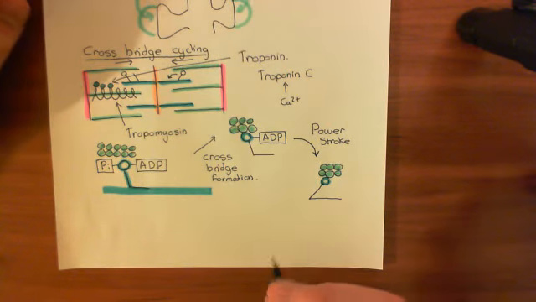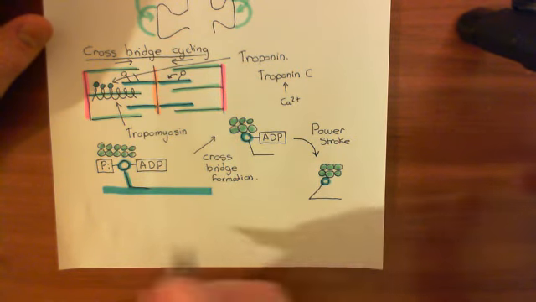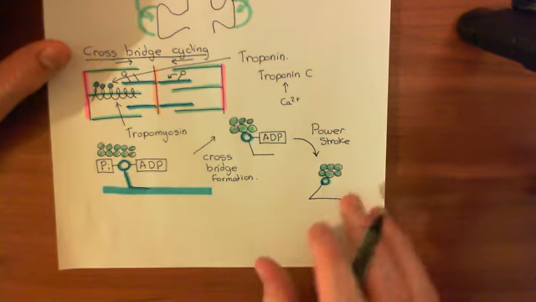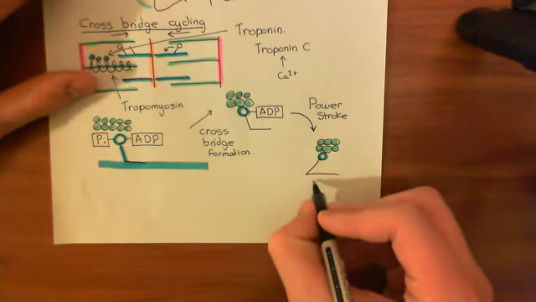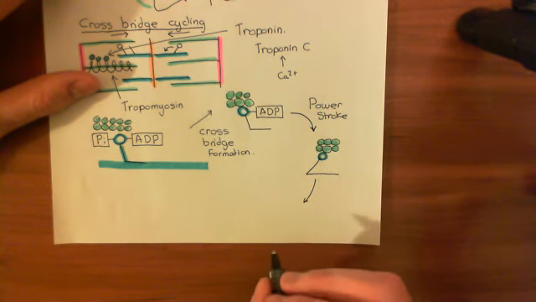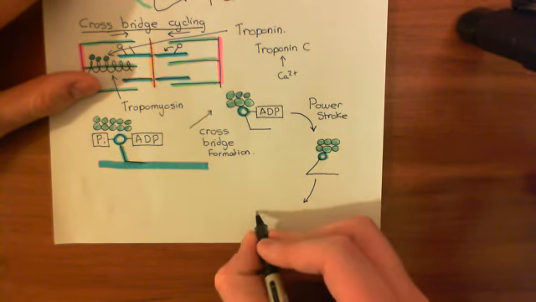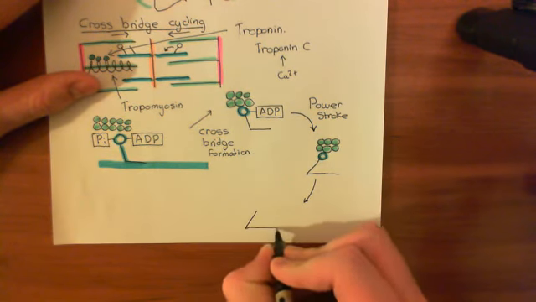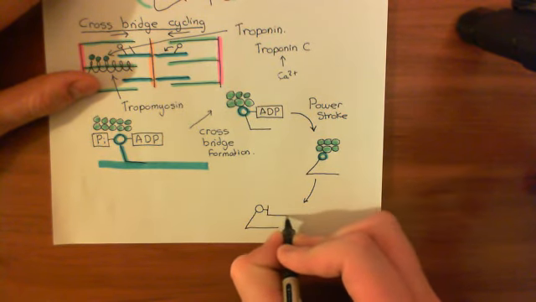Okay, now, how do you complete the cycle? It needs to be a cycle, so you need to return basically to the original state. So what now comes along is you bind a molecule of ATP. So the ATP is going to come along and it's going to bind to this myosin head here, and it's going to cause the crossbridge to cleave.